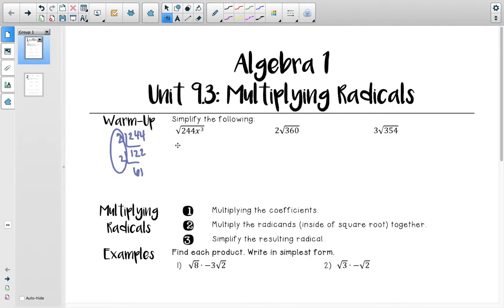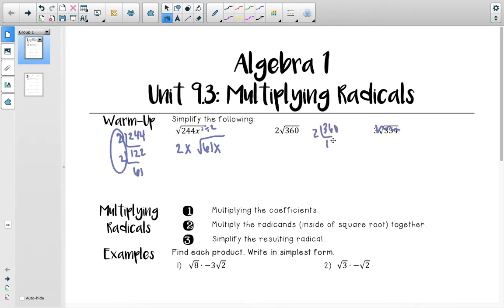So the 2 comes out, the 61 stays in, and then we ask ourselves how many pairs can we make of that? We make 1 pair, so there's 1 left over. I'm not going to do this one just because I don't feel like we need to do 3 of them, so let's just do 2 of them just to warm up with.